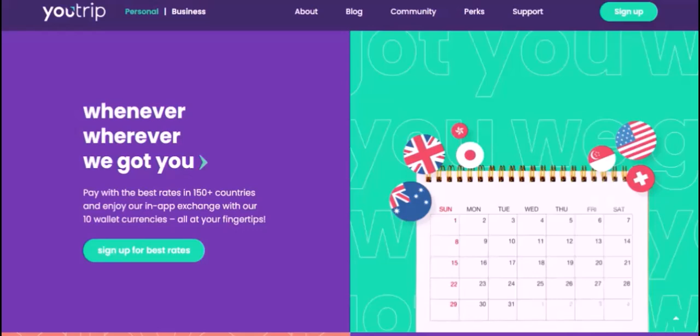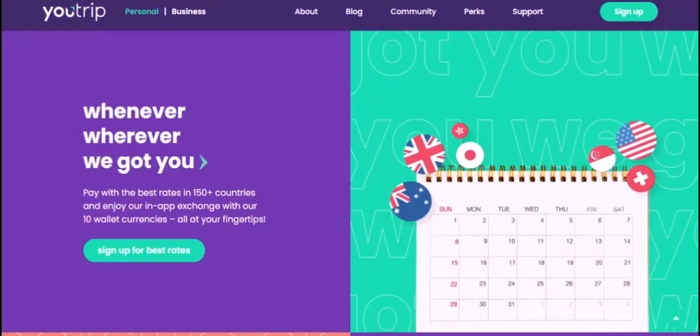It's important to understand the reasons behind this. YouTrip's primary function is to facilitate convenient and cost-effective overseas spending. Its regulatory framework and operational structure are optimized for this purpose. Offering direct bank withdrawals would require a different set of licenses and infrastructure, potentially impacting the efficiency and cost-effectiveness of their core service.